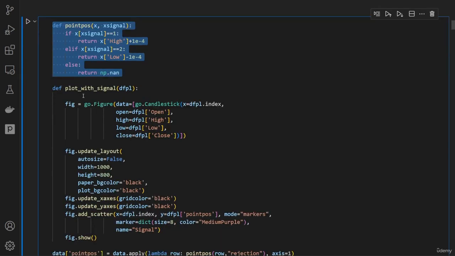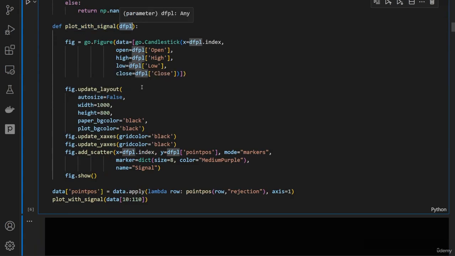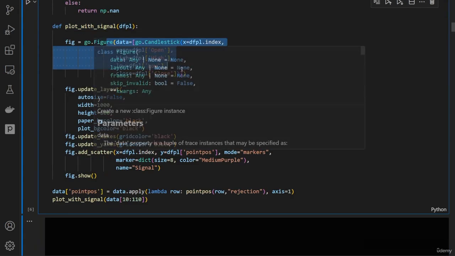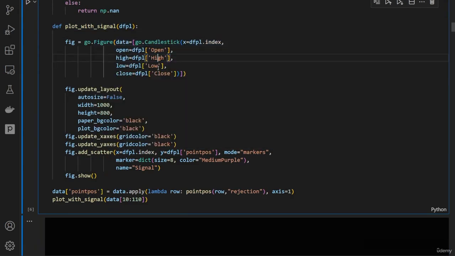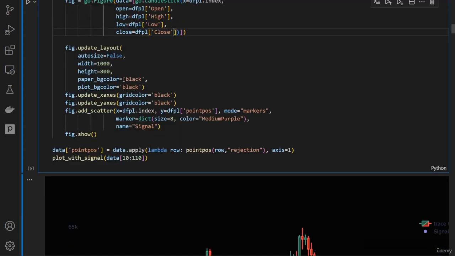Then I'm defining a new function called plot with signal that takes a data frame, and it's going to plot the chart, of course, of the candles, the open, high, low, closing prices, and we're adding on top of it the scatter, where we're putting those signal points as markers, giving them a color, so medium purple, with a size equal to 8 and the name equal to signal.